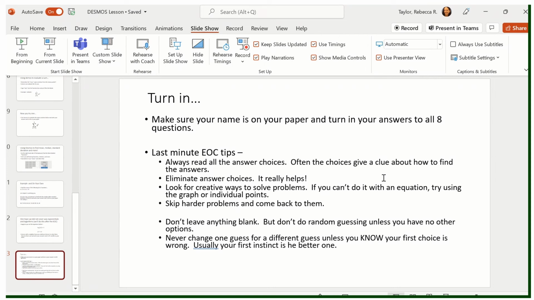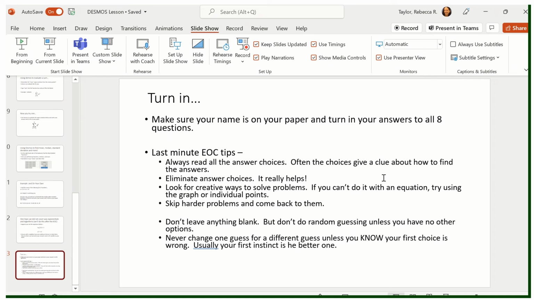I know if you end up guessing anyway, it kind of feels like maybe it wasn't worth it to eliminate the answer choices because you still had a guess, but it really does help to make sure that you're not guessing certain things that you know are incorrect.